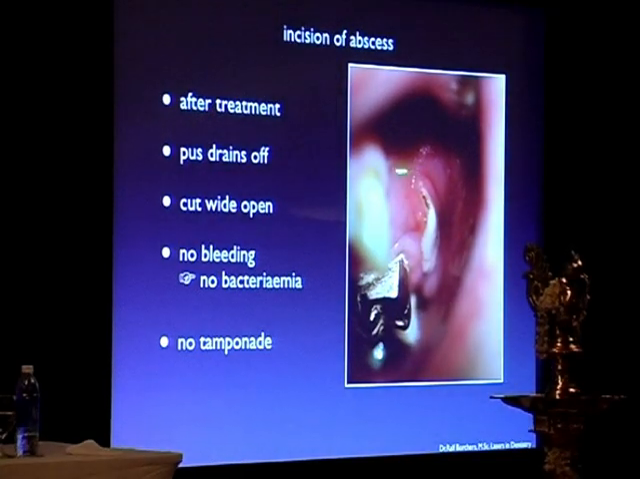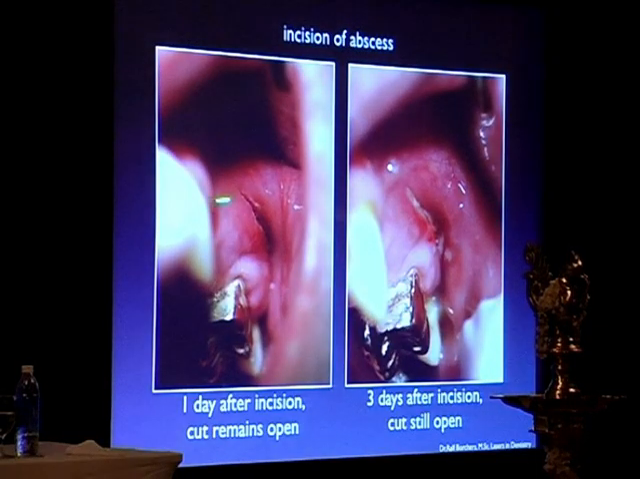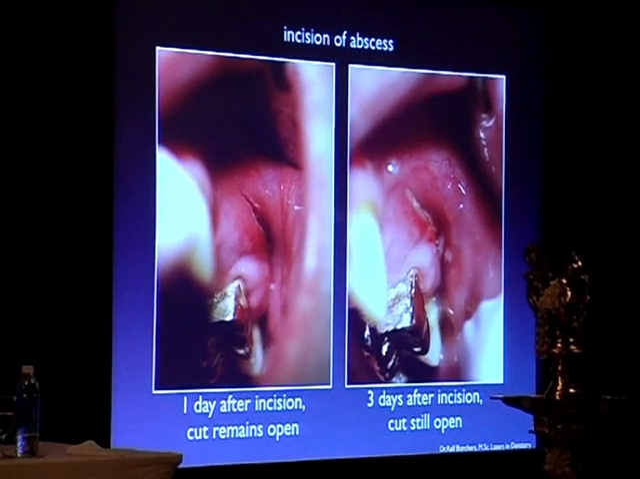You can see this is directly after treatment. The pus is draining off, the cut is wide open, there is absolutely no bleeding, and therefore you will get no bacteremia, which is much, much better than in the erbium case. And you need no tamponade. You can see this 1 day after incision, the cut remains open, and even 3 days after incision, the cut is still open. So that's much, much better than erbium laser and much better than classical treatment because you do not put something in the wound.